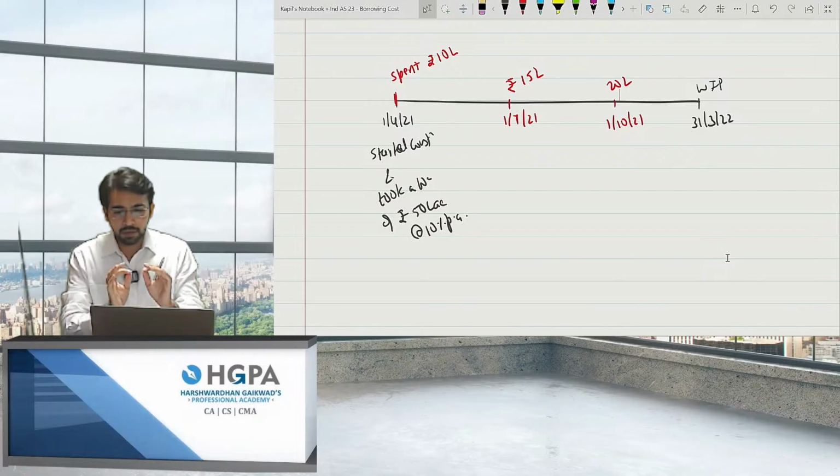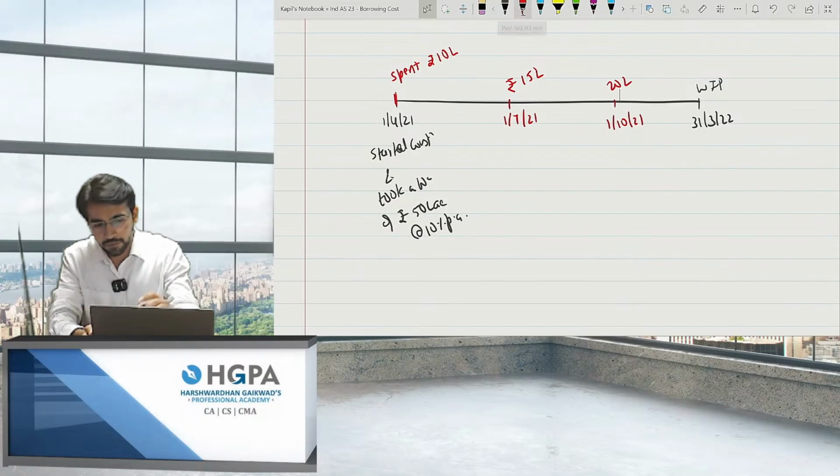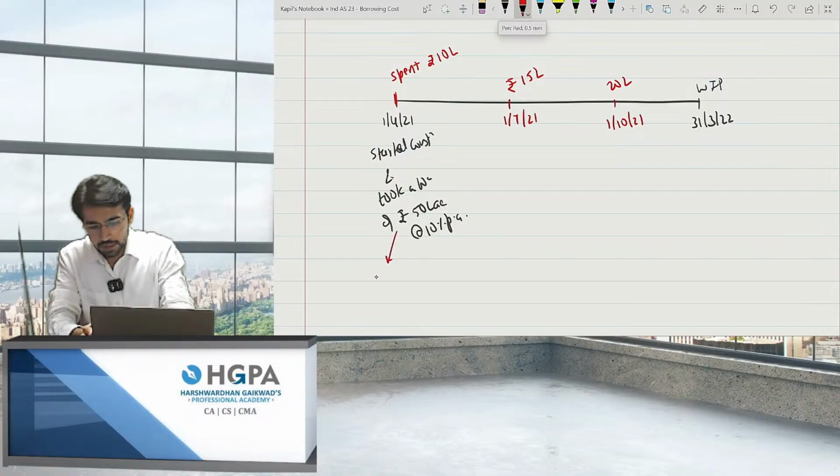Okay. So the answer to it is 5 lakh, if it is a specific borrowing.